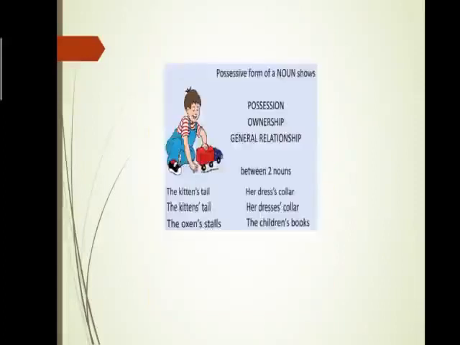This shows possession, ownership, general relationship between two nouns. For example, the kitten's tail, her dress's collar, the oxen's stall, the children's books.